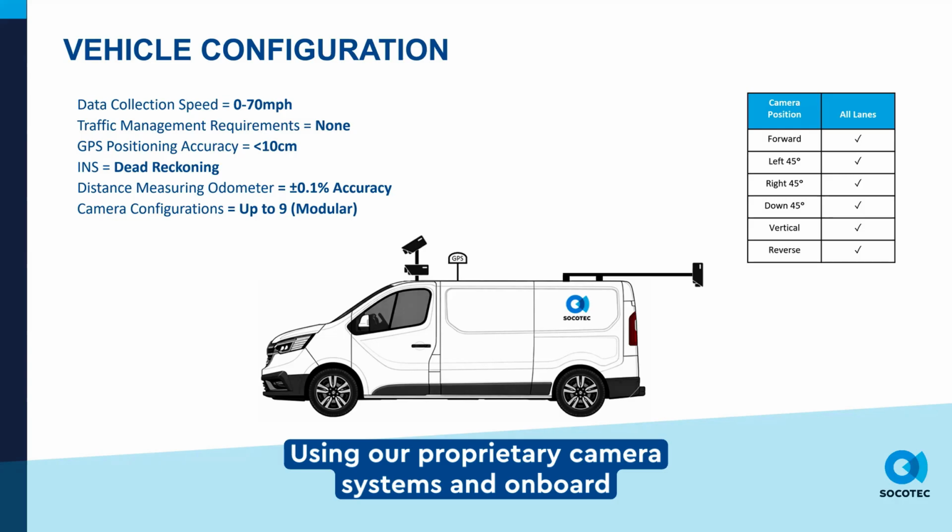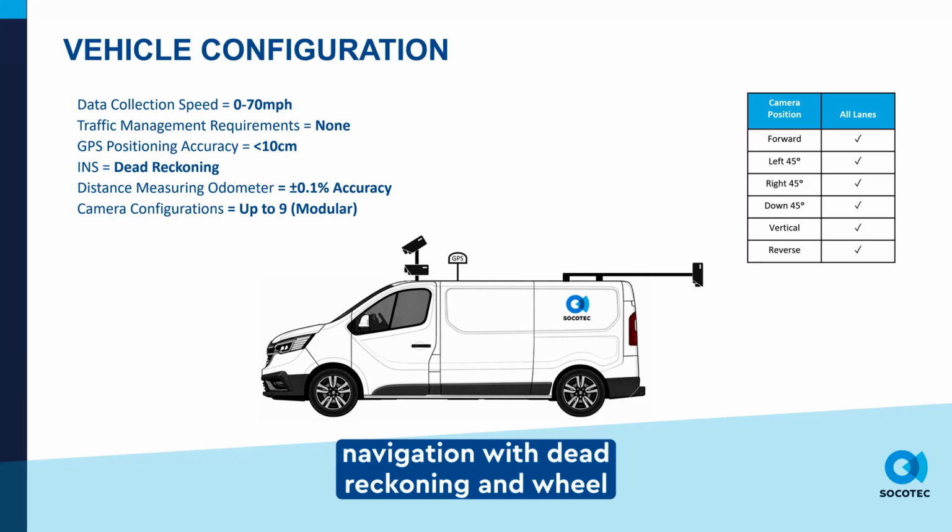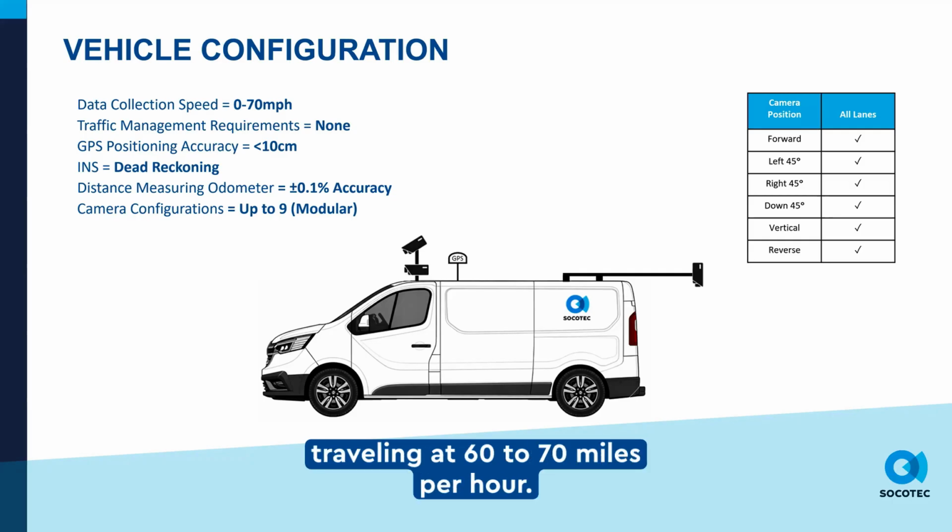Using our proprietary camera systems and onboard electronics, we combine RTK corrected GPS, inertial navigation with dead reckoning, and wheel odometer readings to achieve a sub 10 centimeter positional accuracy, even when traveling at 60 to 70 miles per hour. This includes in-frame measurement.